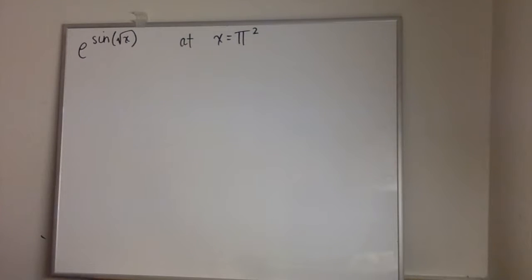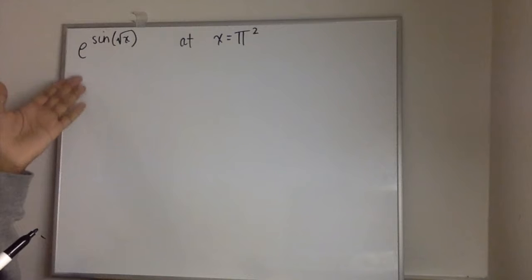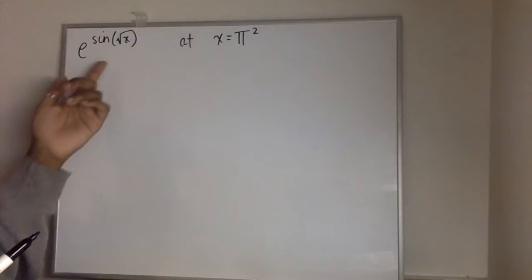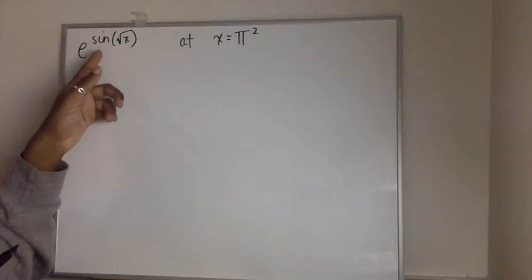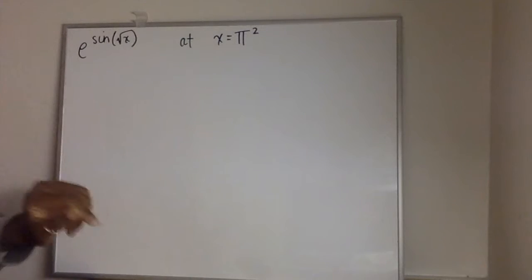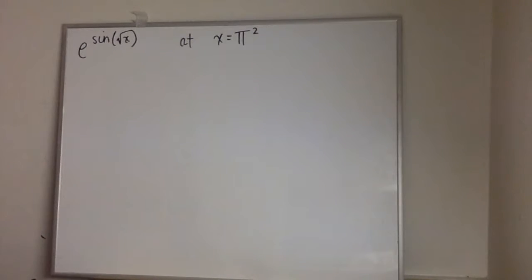For our next problem, we were tasked to find the derivative of e to the sine of the square root of x at x equals pi squared. So here we're going to have a chain function. We have a composite function. We have e to an exponent, and the exponent is the function of which is sine of something, and the innermost function is the square root of x. So there we have a composite function composed of three functions.